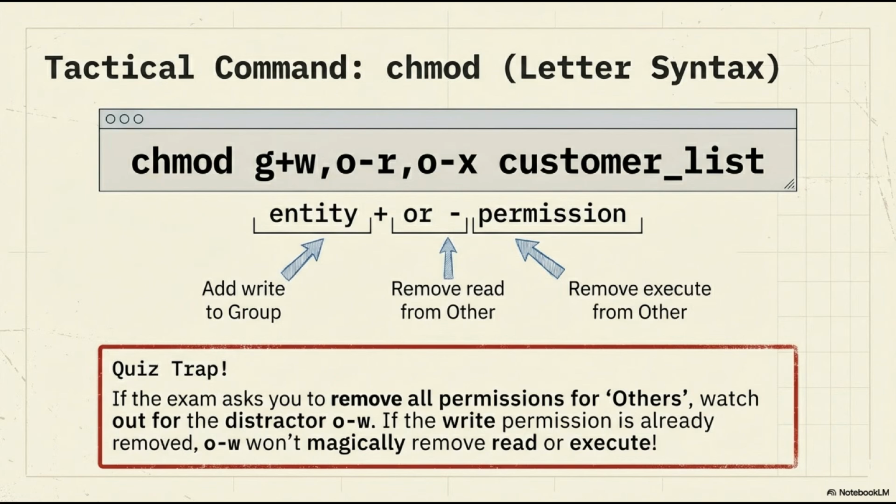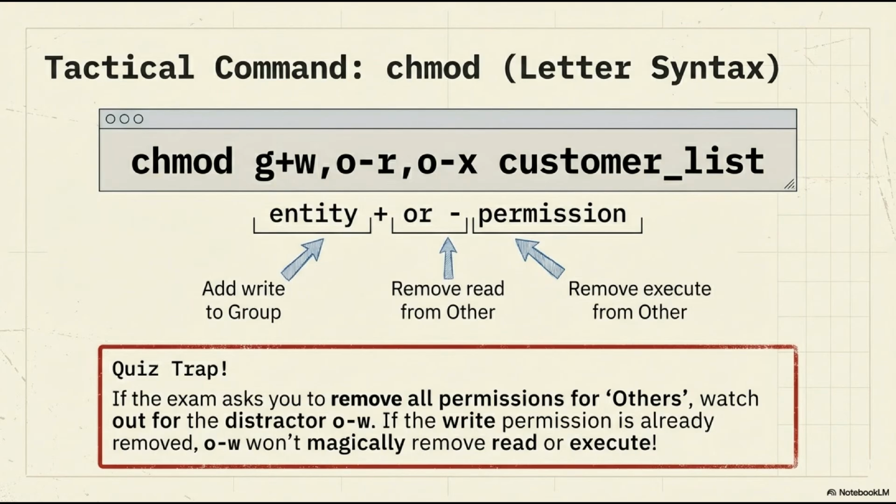I want to point out a major quiz trap here. If a test asks you to remove all permissions for others, watch out for distractor options like o-w. Yeah, that is a classic trap. Because if write is already removed, subtracting write again doesn't magically remove read or execute. You have to explicitly target what is there. But hackers and admins usually prefer octal right.